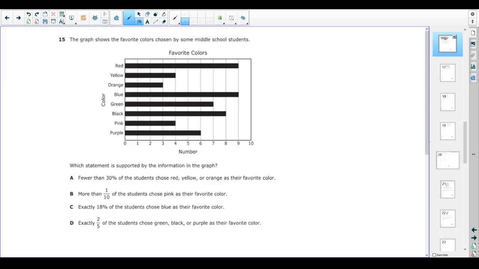Shows my middle school students which statement is supported by the information in the graph. So all these are talking about parts of the whole group. So first thing we need to do is figure out how many people they asked.